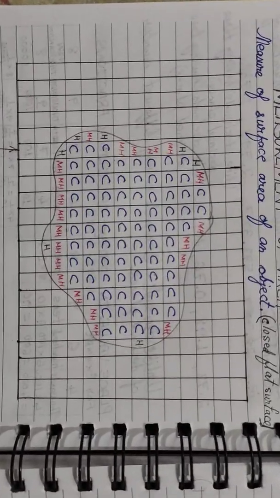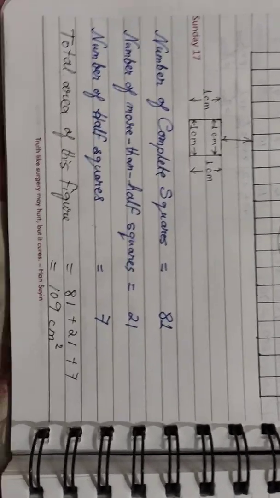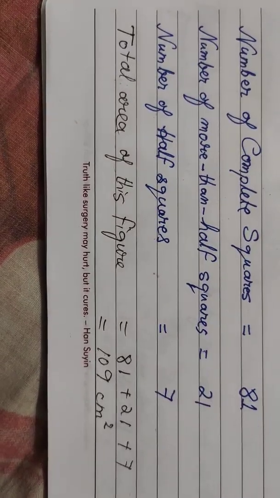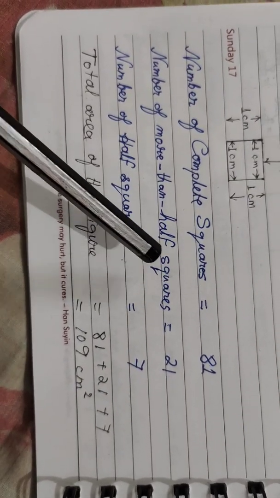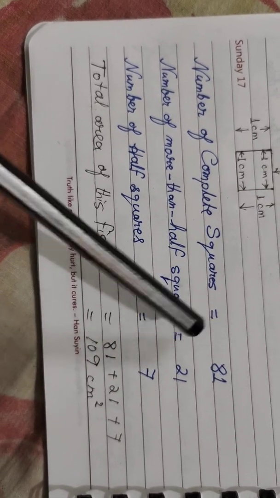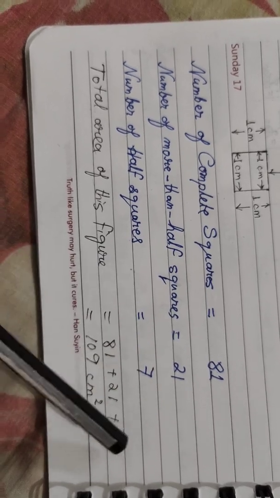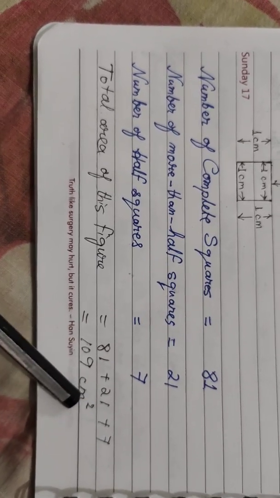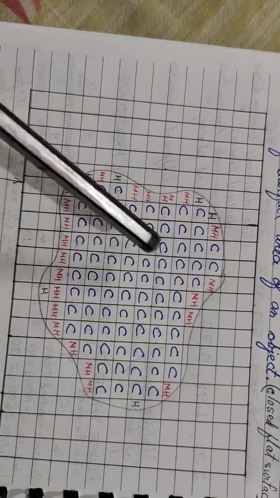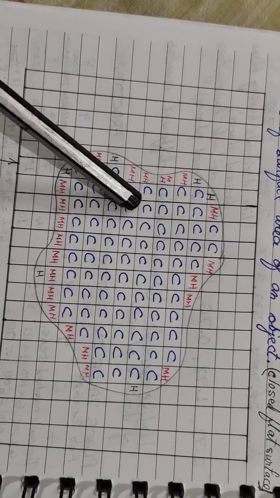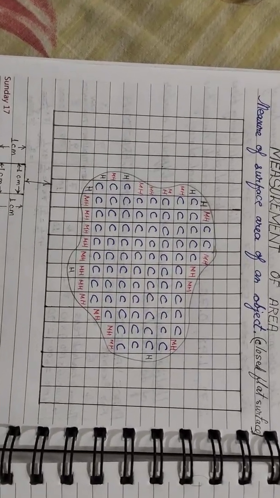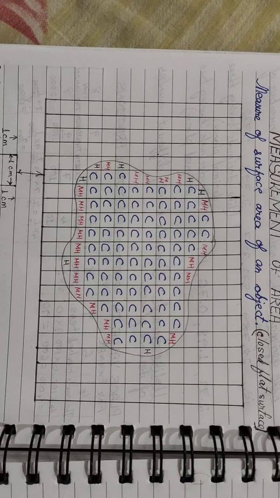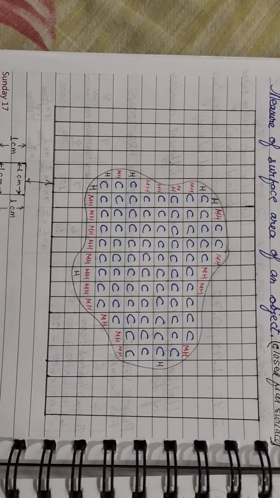Okay, so this is our figure, and here I got the total area of the figure, counting all the three: complete squares, more than half squares and half squares. So 81 plus 21 plus 7 equals 109 centimeter square. So the area of this particular figure is 109 centimeter square. This is the method of finding the area of any figure by using the counting of squares method.